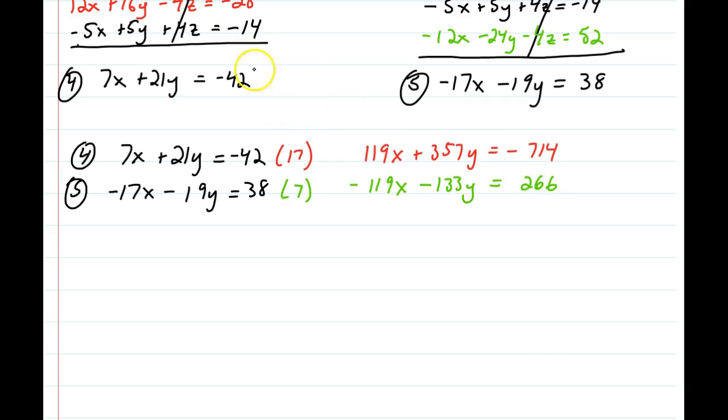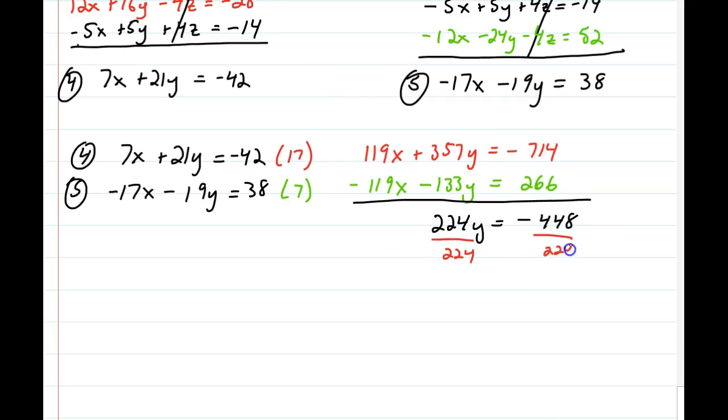So I got my x's that are now opposites. So now it's just 357 minus 133, which is 224y. And so I have different signs here. I have more negative, so I know it's going to be negative. So negative 714 plus 266 is 448, so negative 448. So now divide both sides by 224. And I get y equals negative 2.